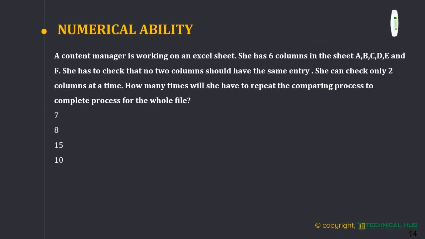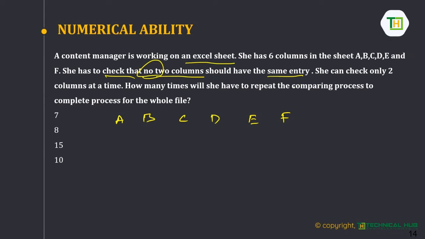Next question. A content manager is working on an Excel sheet. She has 6 columns in the sheet: A, B, C, D, E, F. These are the 6 columns. She has to check that no 2 columns should have the same entry.